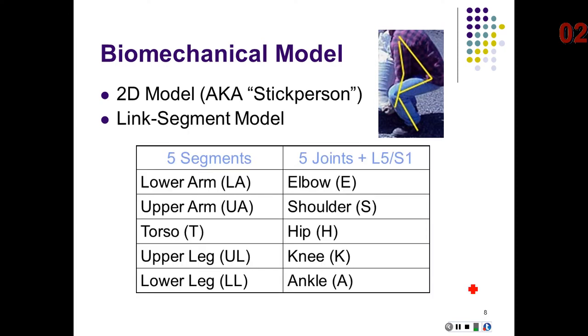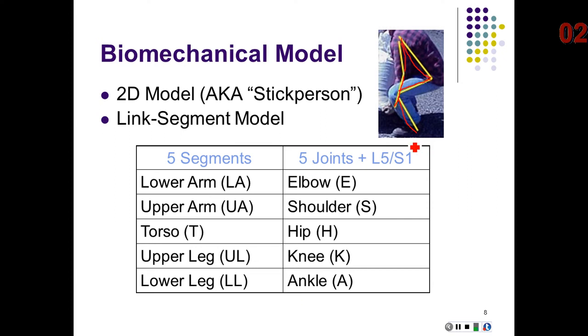With the two-dimensional model, you can see on my screen that I've got a person, the lifter that I showed in the first screen. To make him a stick person, I just added his body segments as lines, so as sticks. He has a lower arm segment that has a joint at the elbow, an upper arm segment that has a joint at the shoulder, a torso segment that has a joint at the hip, an upper leg that has a joint at the knee, and a lower leg that has a joint at the ankle. And so we have 5 body segments and those 5 joints.